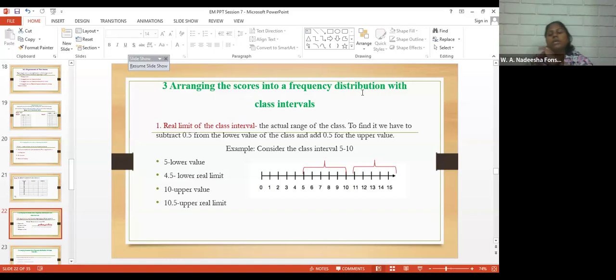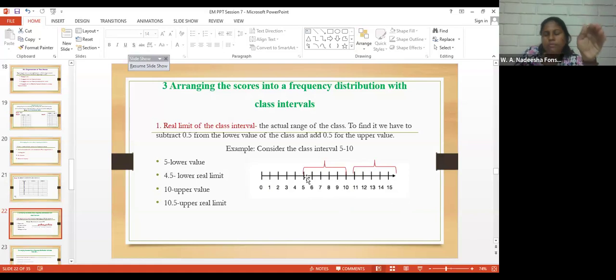Using this example, you can understand that. Consider that you have class intervals 5 to 10 and then 11 to 16. So those are two class intervals. I marked it on the number line. This is called a number line. If we mark those ranges on the number line, see, 5 to 10.